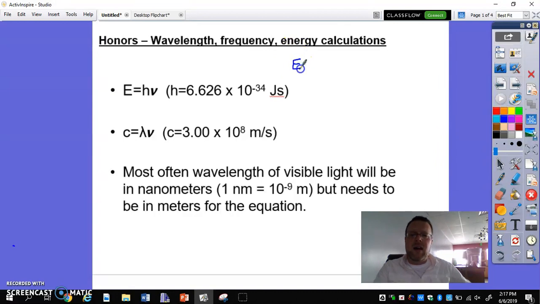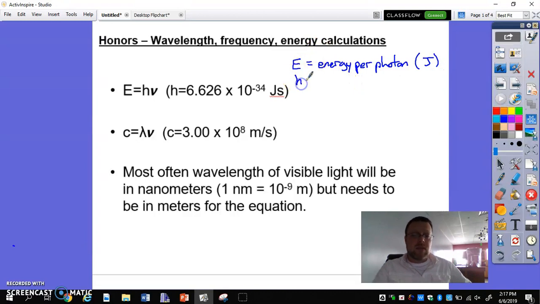The E in this first equation stands for the energy per photon. So this is how much energy a single photon of whatever color of visible light you happen to be looking at. It could also be the energy per photon of other forms of electromagnetic radiation, like a radio wave or an X-ray or something like that. Energy is measured in joules, so this is the unit that should be used for energy.